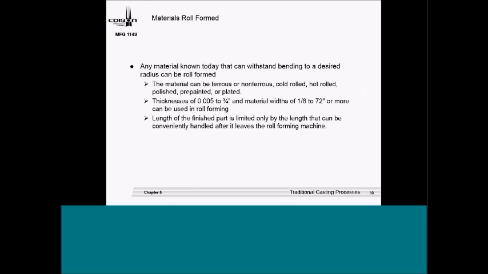And again, any material known today that can withstand bending to the desired radius can be rolled. The material can be ferrous or non-ferrous, cold rolled or hot rolled, polished, pre-painted, or plated. And the thickness can go from 0.5 up to 3/4 of an inch, with widths from about 1/8 up to 72 inches or more. The length of the finished part is limited only by the length that can be conveniently handled after it leaves the forming machine, or what you can actually put on a trailer.